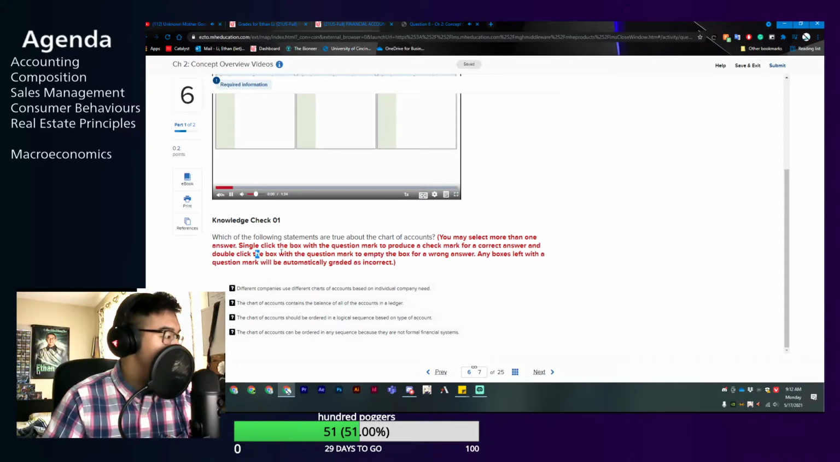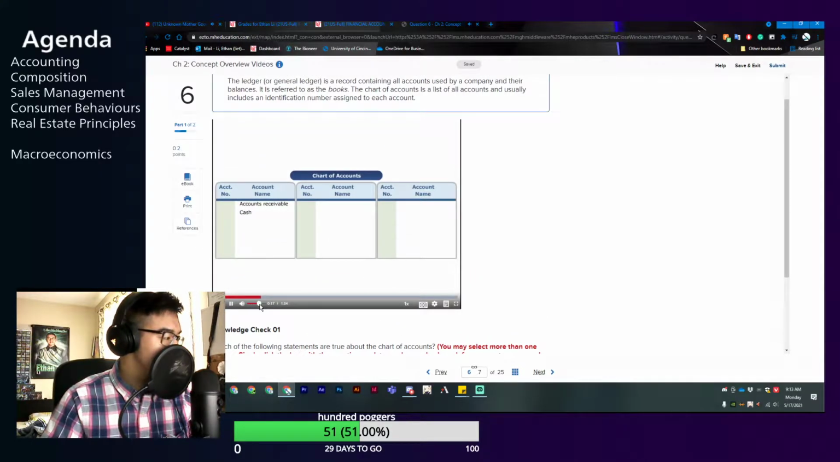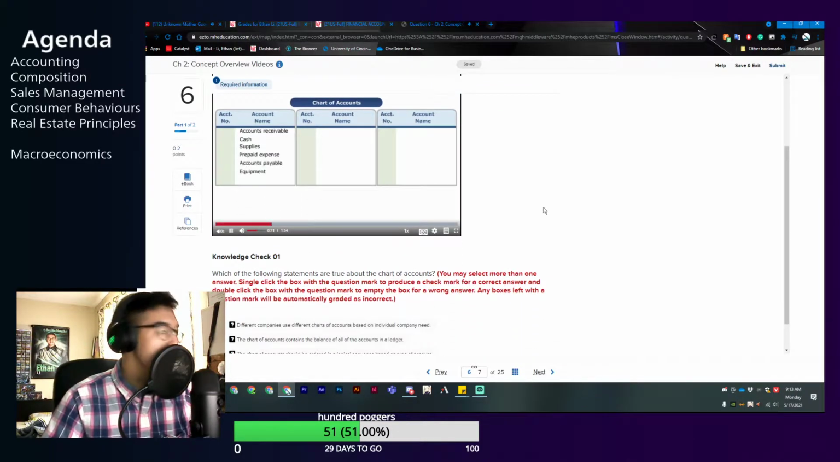When a company starts business, the accountants need to decide what types of accounts they use. About charts of accounts, pretty much all companies need a cash account. If the company makes sales on credit, it needs an accounts receivable account. Additionally, most companies have supplies, prepaid expenses, equipment, and accounts payable accounts.